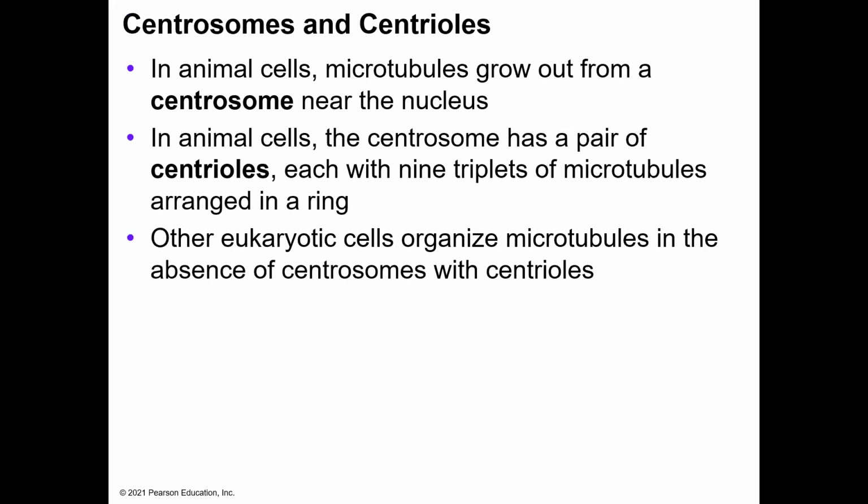We're going to cover that in depth when we get into chapter 12. In animal cells, the centrosome has a pair of what we call centrioles, which have nine triplets of microtubules arranged in a ring. Other eukaryotic cells can organize microtubules in the absence of centrosomes, but they usually do that with centrioles. Plant cells do not use centrosomes and centrioles.